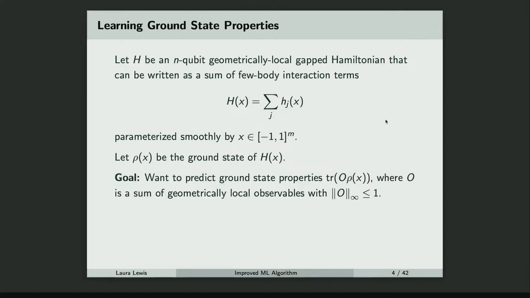And the goal here, the target function, the C that I put on the previous slides about machine learning, are these ground state properties. And the way I define a ground state property is trace O, rho of x, where again, rho of x is this ground state of the Hamiltonian H of x, and O is a sum of geometrically local observables.